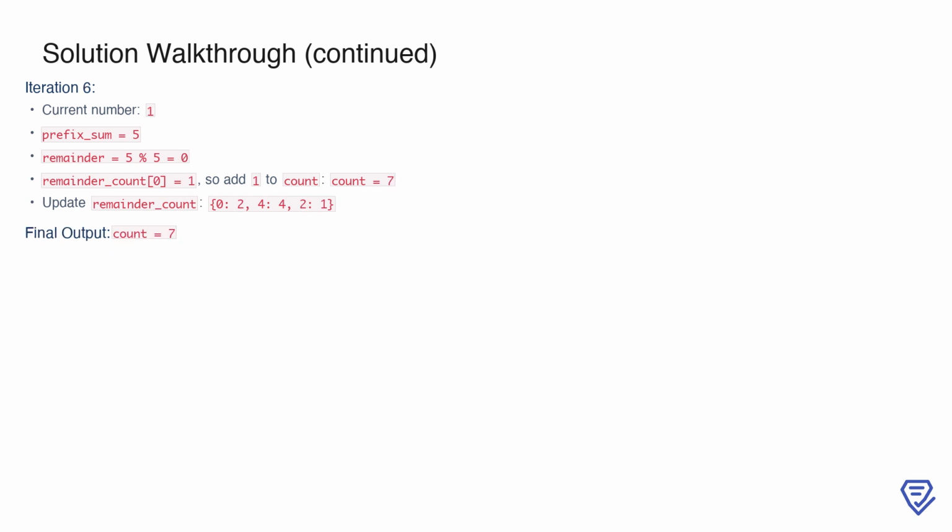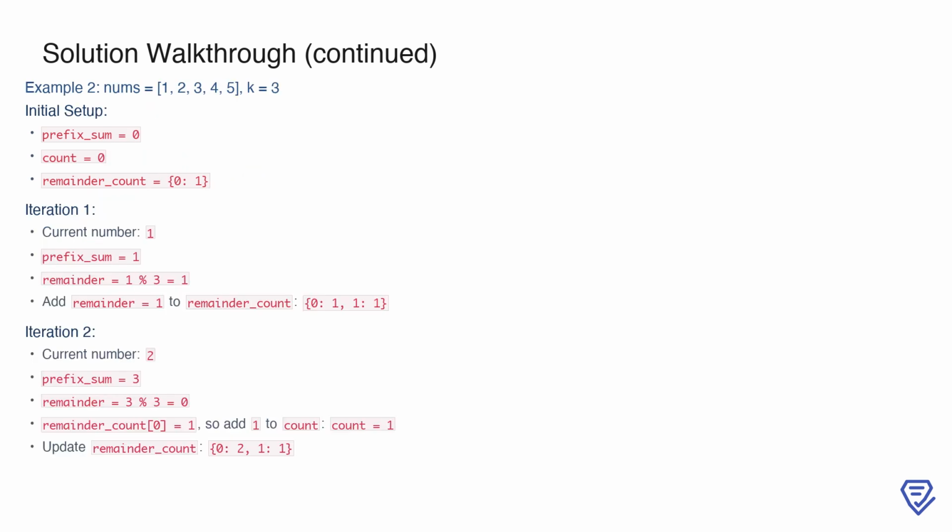In the final iteration of this example, the current number is 1. Adding this to prefix_sum gives us 5. The remainder when 5 is divided by 5 is 0, and remainder_count shows that this remainder has occurred once before. This means there is one subarray ending here with a sum divisible by 5. Adding 1 to count brings the total count to 7. We then update remainder_count to 0, 2, 4, 4, 2, 1. With all iterations complete, the final output for this example is count equals 7.